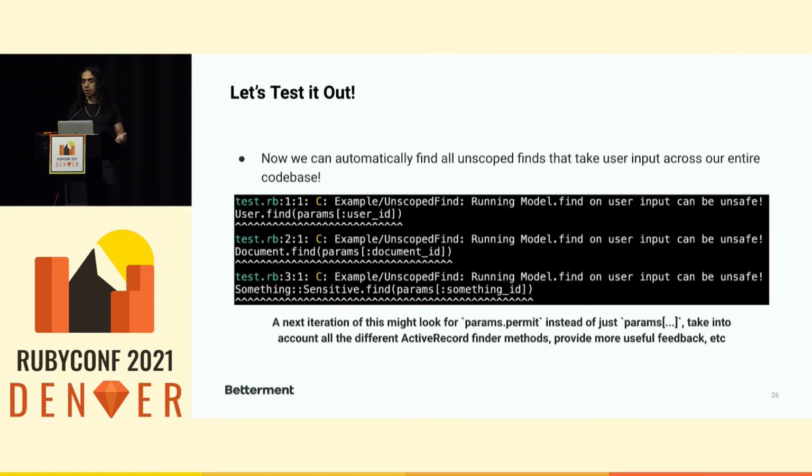So a next step might be to say, as a Rails programmer, params is not the only way to get user input. There's params.permit, and that might be another way that user input ends up in your code. So you might be able to very easily modify that cop that I just made to look at params.permit code as well.